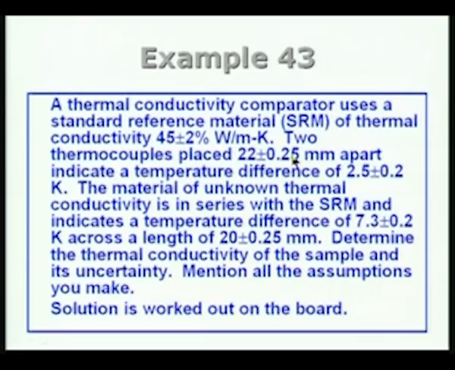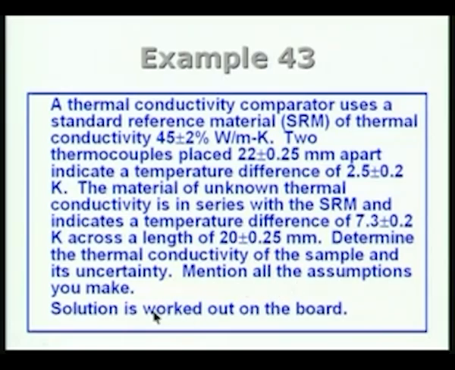So, two thermocouples placed at 22 plus or minus 0.25, this plus or minus 0.25 is the uncertainty in the location of the thermocouple, indicate a temperature difference of 2.5 plus or minus 0.2, again this is the uncertainty in the temperature difference which is measured. The material of unknown thermal conductivity is in series with the SRM as indicated in the comparator and indicates a temperature difference of 7.3 plus or minus 0.2 Kelvin across the length of 20 plus or minus 0.25 millimeters. So, 22 and 20. So, determine thermal conductivity of sample and its uncertainty.